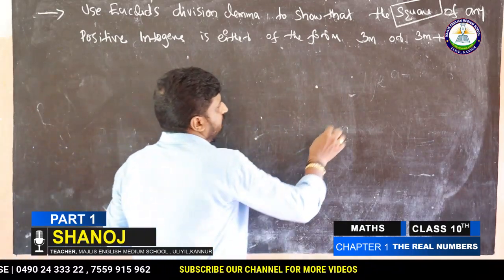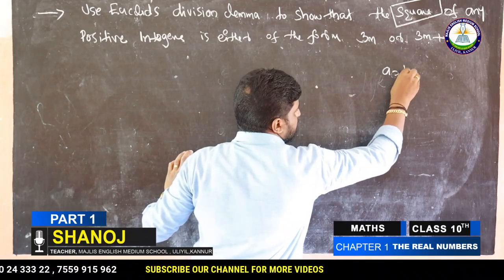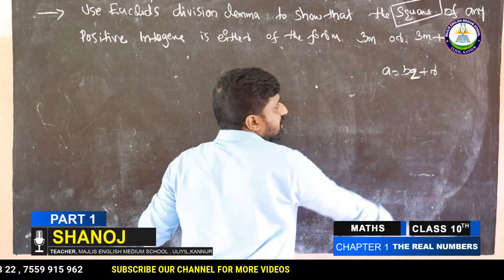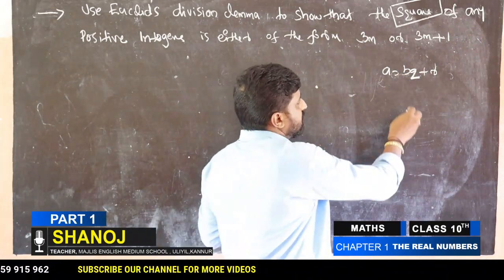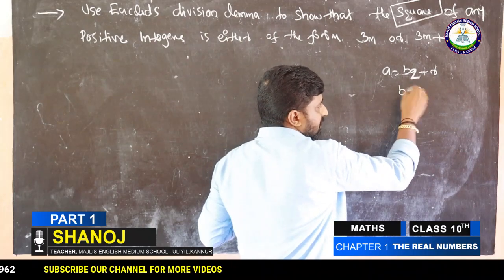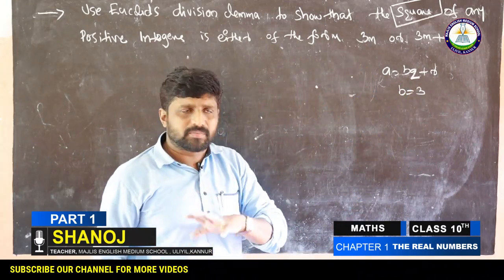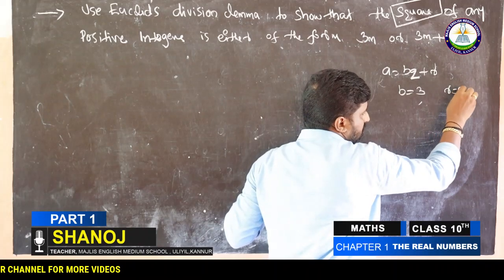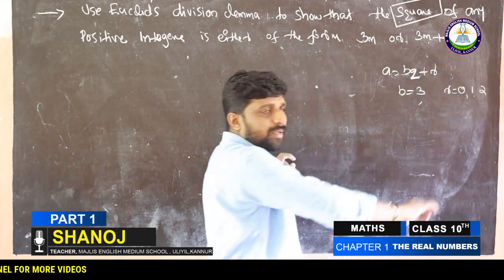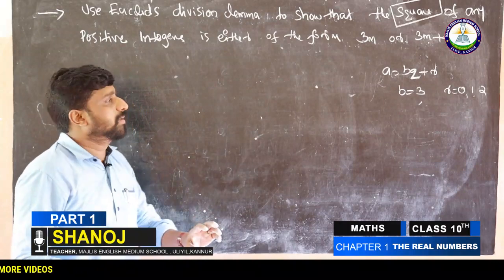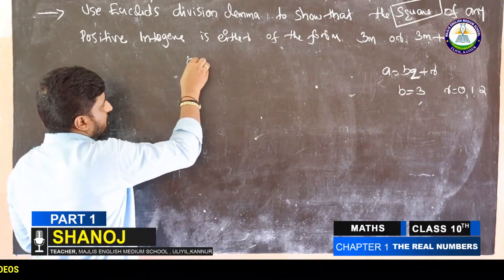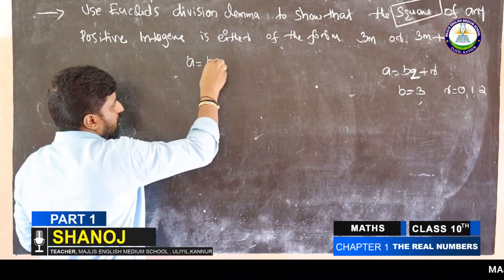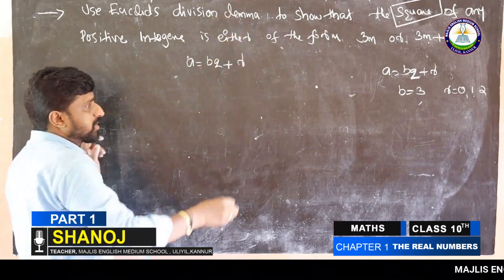Okay. Same model, we can take A equal to, the normal form is like this, A equal to BQ plus R. Here, with the 3m is there, therefore B we can take as 3. 3m plus 1, B equal to 3. Therefore the remainder becomes 0, 1, 2 only, less than 3. Now we can start like this, A equal to BQ plus R. That form we can express first.